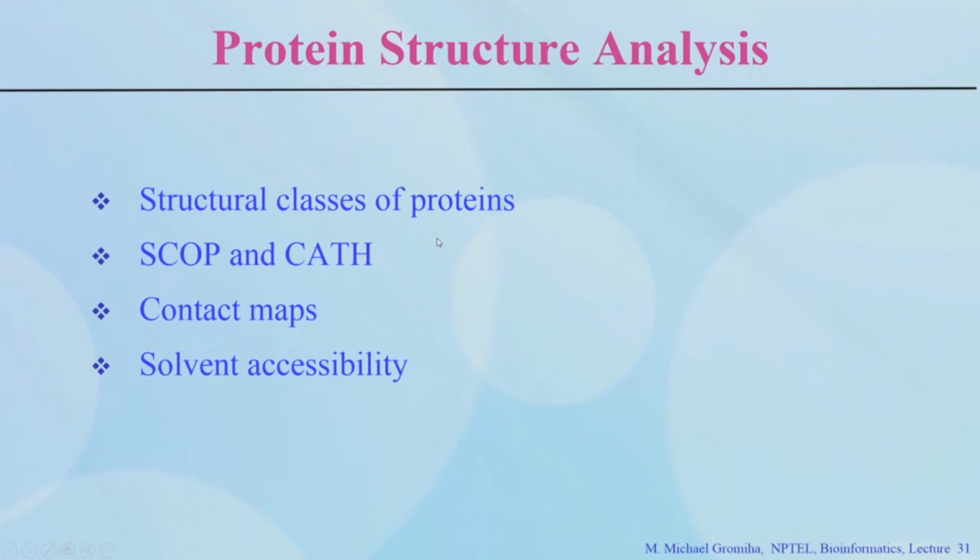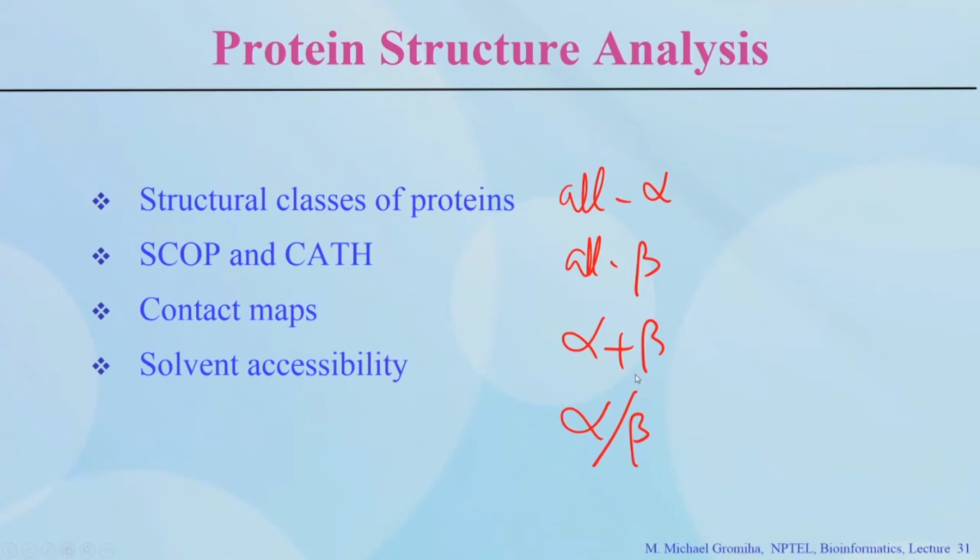Then if you have these proteins, then different structure classes of proteins. What are the various structure classes of proteins? All alpha, all beta, alpha plus beta, alpha beta. What is all alpha? Mainly alpha, all beta is mainly beta, alpha plus beta, we have alpha helix and beta sheets, but they are segregated, alpha beta they are mixed with each other, alternate helix and strand.